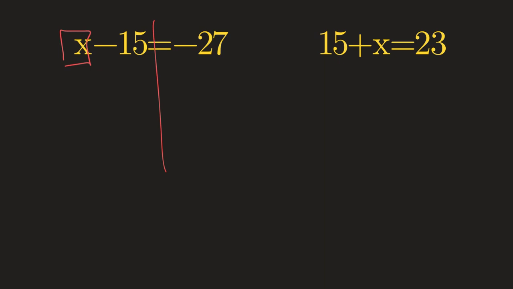What do I need to get rid of to get the x by itself? Oh, easy. The numbers. What do I need to get rid of? The 15. Is it positive or negative? It's negative. It's a negative 15, so therefore I will need to make it positive. Add it, right? Okay? So I'm going to add 15 to the left, and I'm going to add 15 to the right.